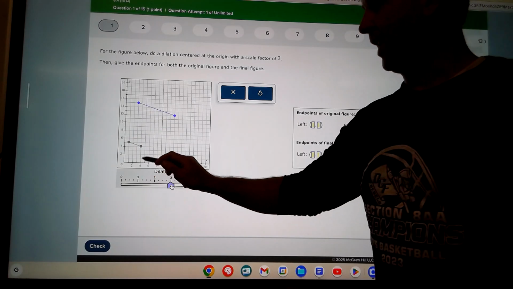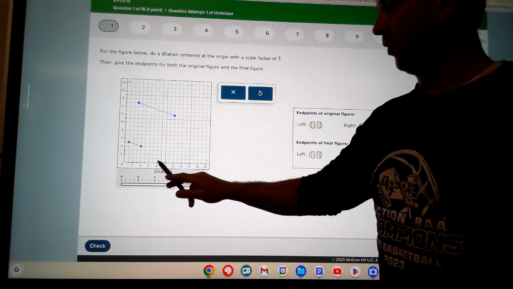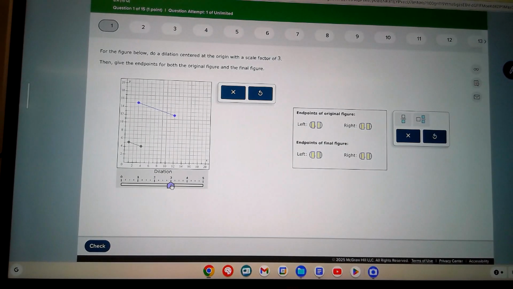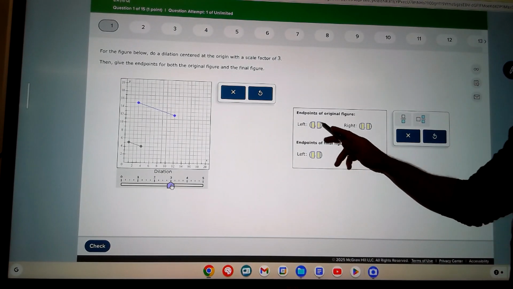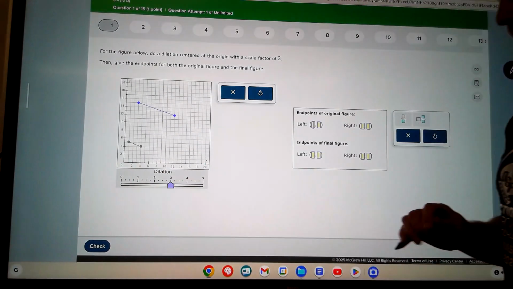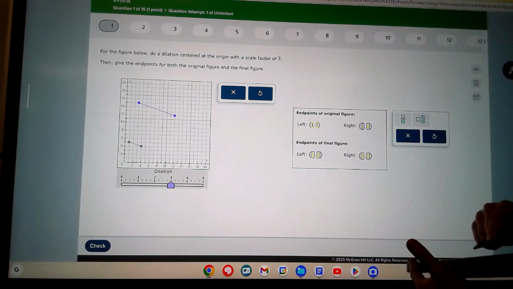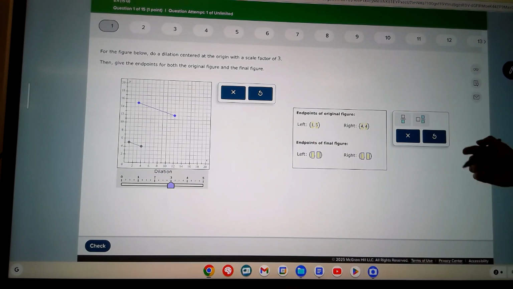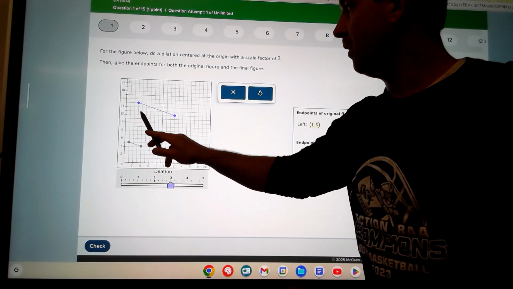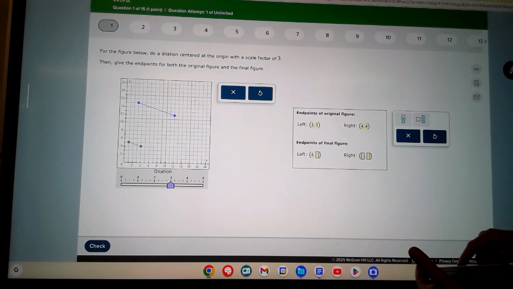You see how it gets larger every point. So instead of being at 4, 4, if I took that times 3, I would be at 12, 12. They just moved it up bigger, and it goes farther away from 0. So, endpoints of original figure. On the left side, what was the original point? Well, the left original was at 1, 5, so I'll put that in here. The right side of that was at 4, 4, so I'll put that in there. Now, the final figure, the left point is now at 3, 15.